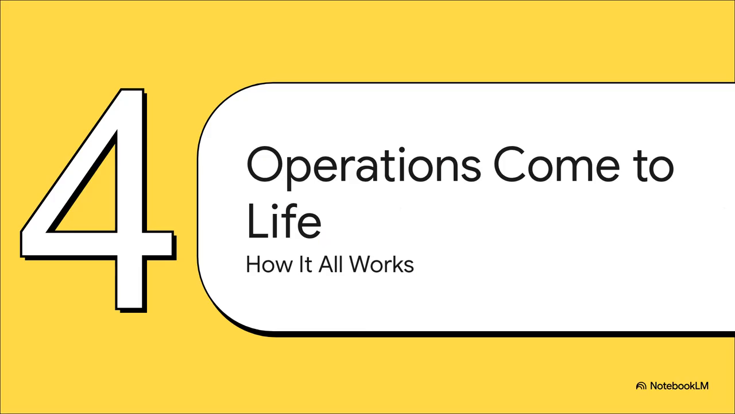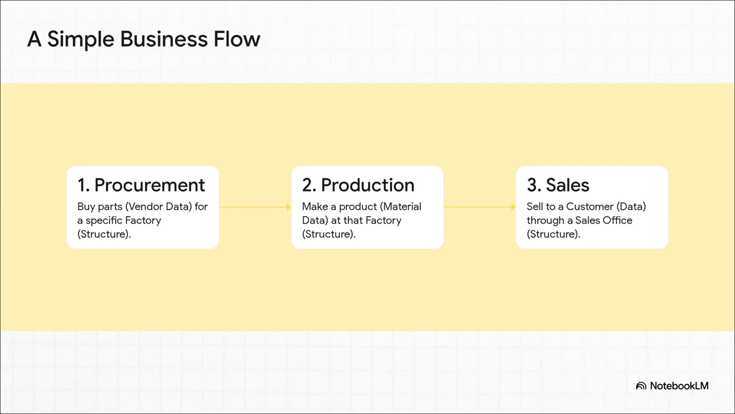All right, so we've got our blueprint and we've got our ingredients. Now for the fun part. Let's see how they actually come together to make the business run. This is where that digital twin really comes to life. So check out this simple flow. To buy parts, that's procurement. The system needs to know who you're buying from. That's your vendor record, which is your data. And where those parts need to go, that's your factory, defined in the structure. Then to make something, you need the material record for the product, data again, and the factory location, structure. To sell it, you need the customer record, data, and the sales office, structure. See, every single transaction is a combination of master data and enterprise structure.